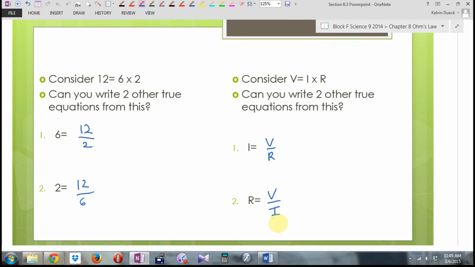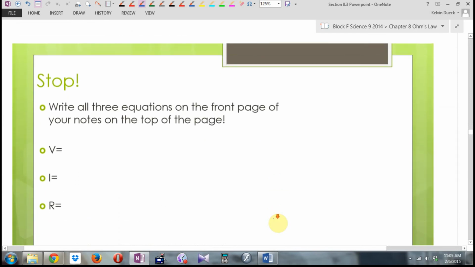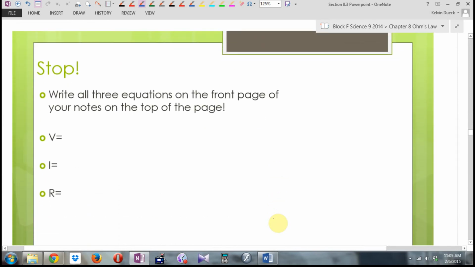But can you, right now, on your yellow sheet, see if you can spot where Ohm's law is, where V equals I times R is, where I equals V over R is, and where R equals V over I is? See them there? Good. Stop! Write all 3 equations on the front page of your notes at the top of this page. So go to the very, very top of your notes, front page, and write V equals IR, I equals V over R, and R equals V over I.